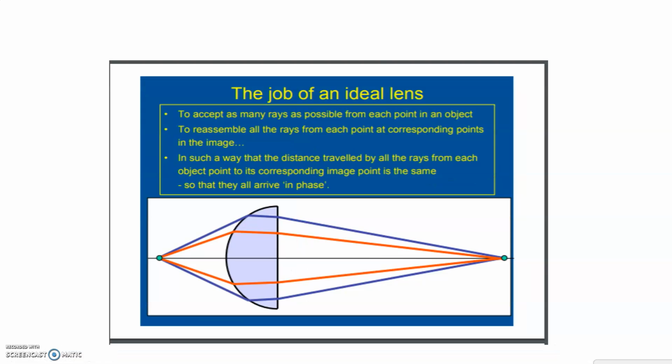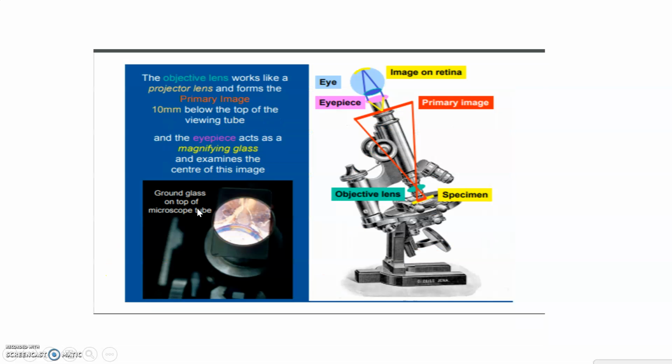Next is, what is the job of an ideal lens? To accept as many rays as possible from each point in an object, and to reassemble all the rays from each point at corresponding points in the image, in such a way that the distance travelled by all the rays from each object point to its corresponding image point is the same. So they all arrive in phase.